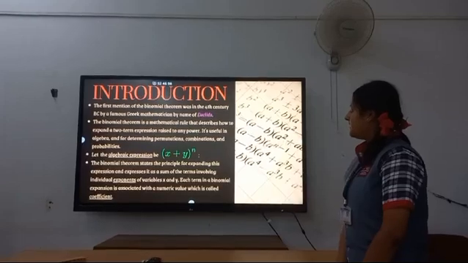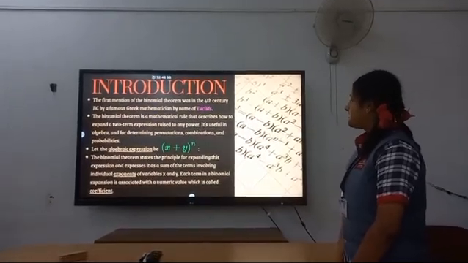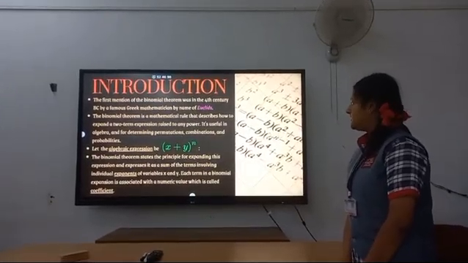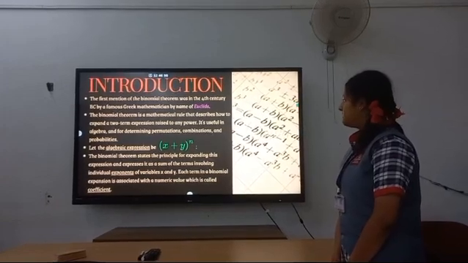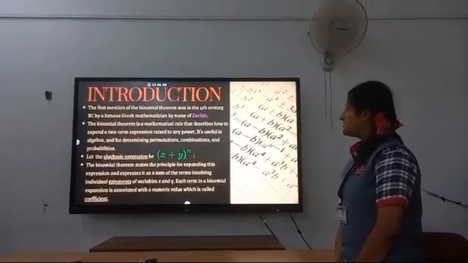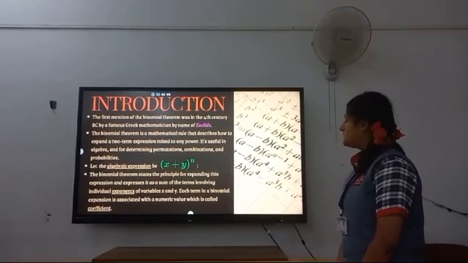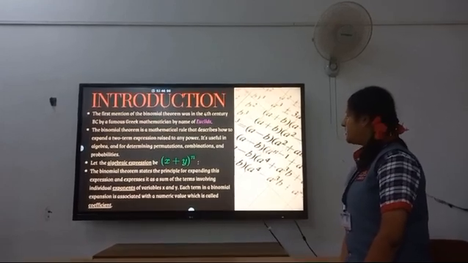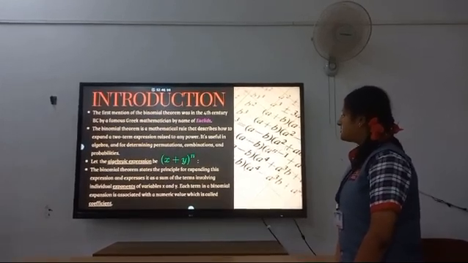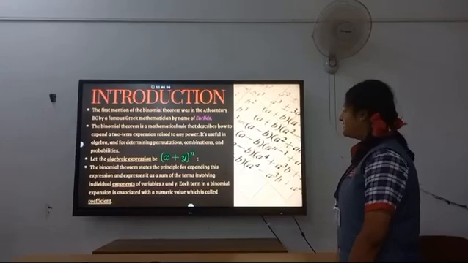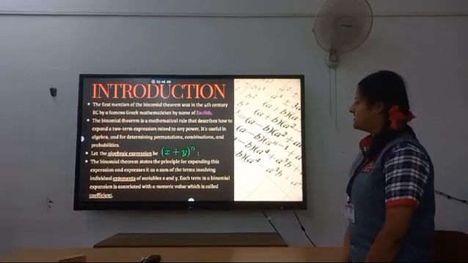Let the algebraic expression be (x + y)^n. The binomial theorem states the principle for expanding this expression and expresses it as a sum of the terms involving individual exponents of variables x and y. Each term in a binomial expansion is associated with a numeric value which is called the coefficient.